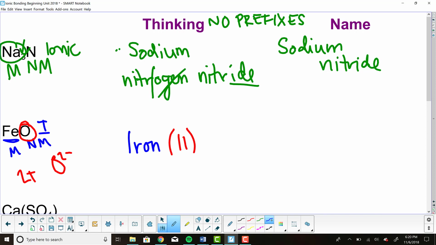Then we move on to the anion, which is the O, and we change the ending of that one. It's originally oxygen.